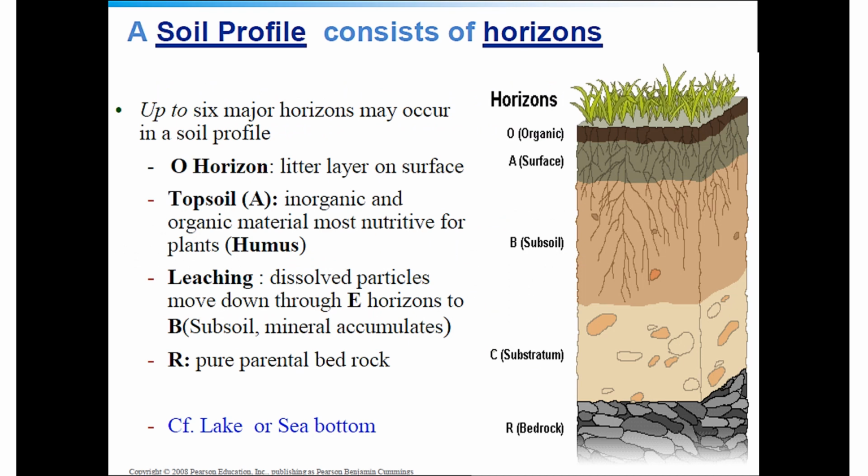Now, let's discuss the soil. A soil profile consists of horizons. What are horizons? They are similar to watersheds or airsheds. A soil horizon is a layer parallel to the soil surface whose physical, chemical, and biological characteristics differ from the layers above and beneath.